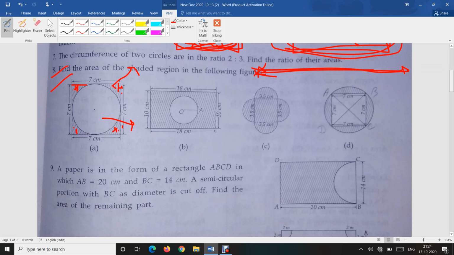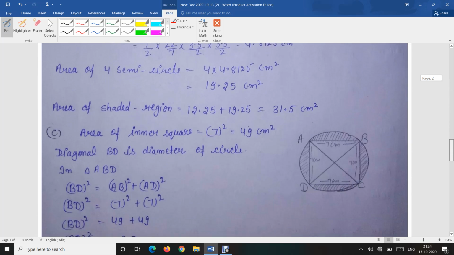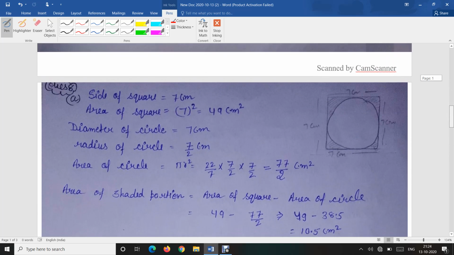Obviously when you fit this circle within this square, some space is left and you have to find out the area of that space. So first of all let us find out the area of the square. After that we will find out the area of the circle.